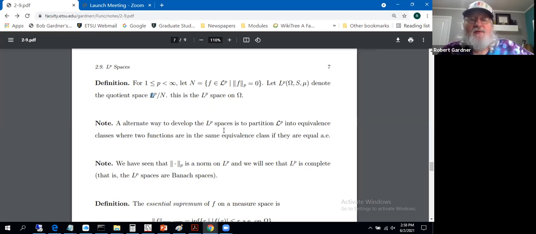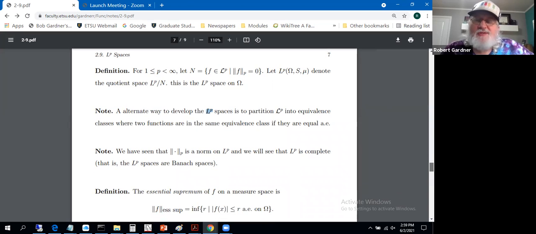In fact, an alternate way to develop the L^p spaces, and the way it's done in the Royden and Fitzpatrick book we use in the real analysis sequence, is to take the calligraphy L^p and partition it into equivalence classes. We say two functions are equivalent if they're equal almost everywhere. And then L^p is defined on equivalence classes of functions. So that's effectively what we've done with this. But you start with the equivalence idea in real analysis, likely. Here we've got it out of quotient space, which leads to an equivalence class interpretation. So in the end, we're in the same place.